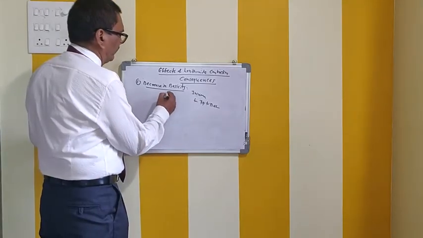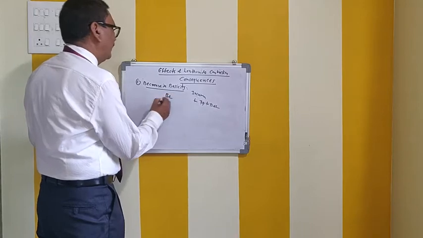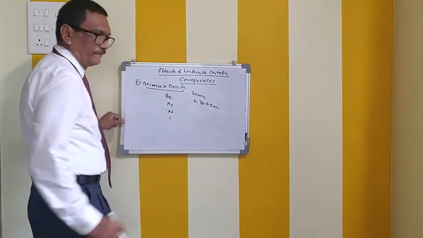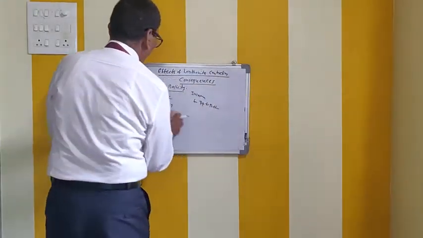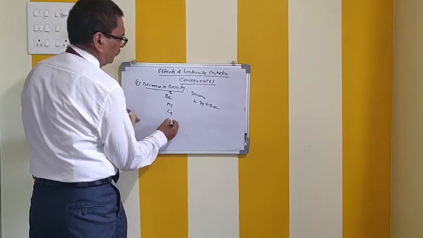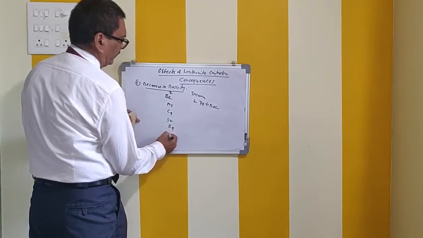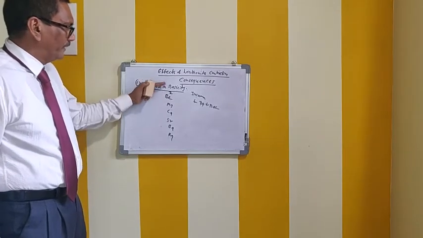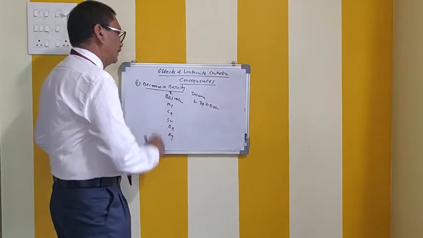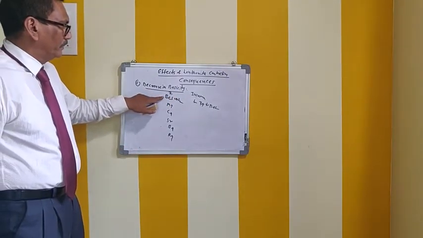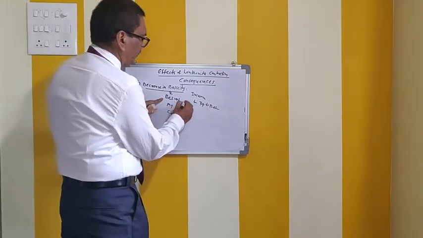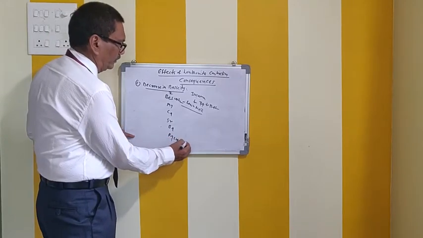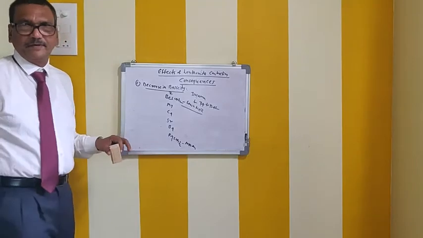Suppose you take the group 2 elements: beryllium, magnesium, calcium, strontium, barium, radium. If you take any group of the periodic table, suppose group 2, and these elements form hydroxides, then as per the periodic trend, beryllium hydroxide should be the least basic, because basicity increases from top to bottom, and the radium hydroxide which is formed is the most basic. That is the normal trend in the periodic table.